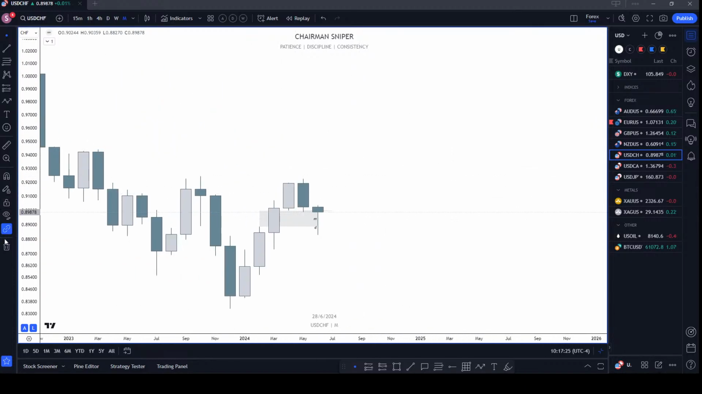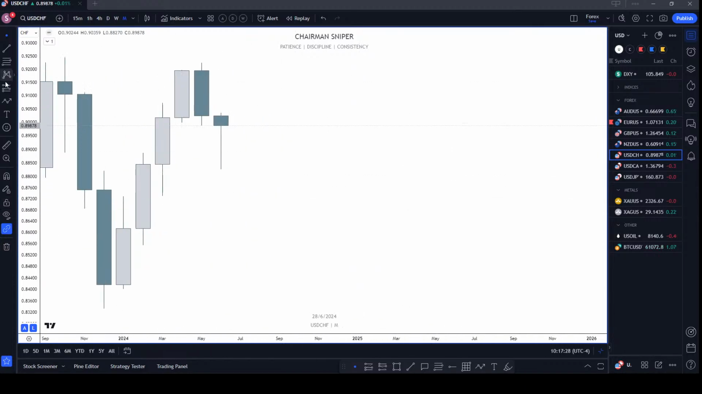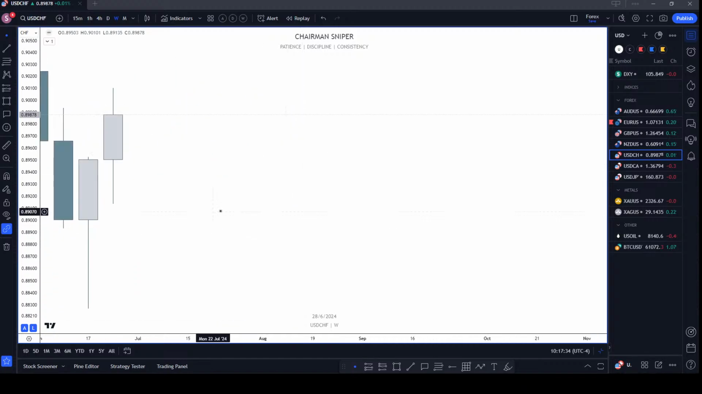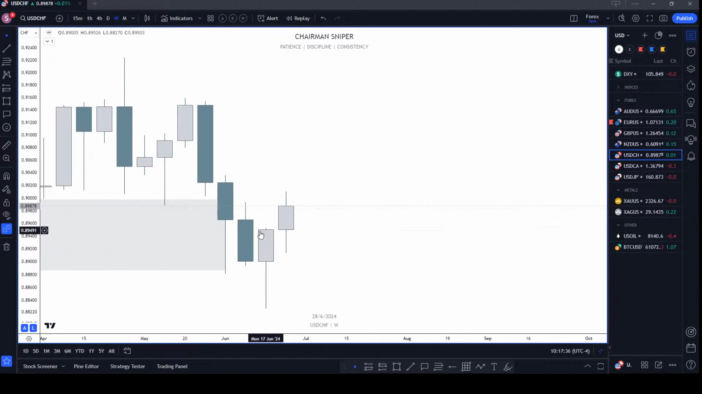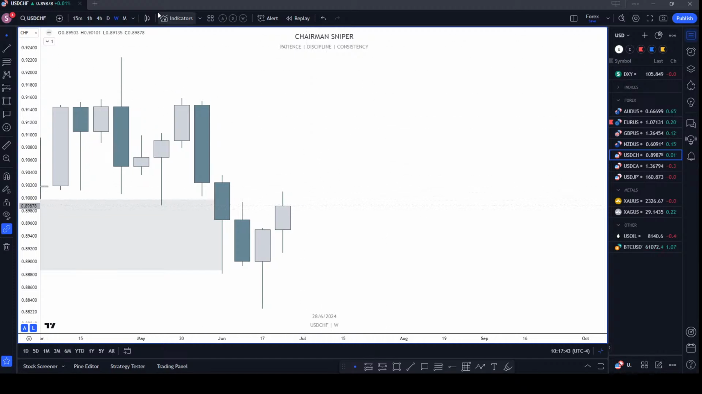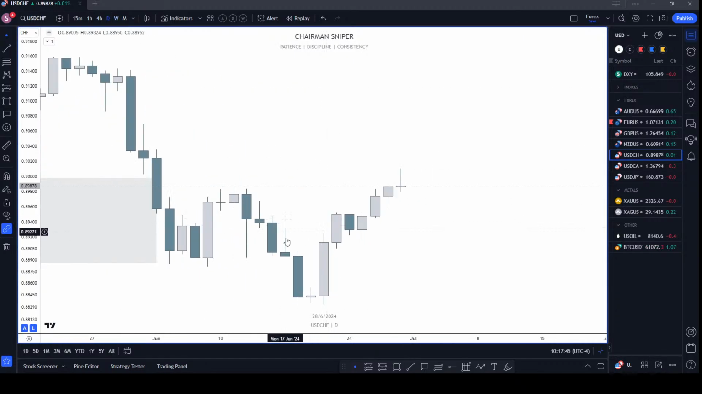In USD CHF, we do have this monthly fair value gap right here that we're currently respecting. On the weekly, we seem like we're forming a fair value gap right here, so it's potential that this week is either a consolidation week or an expansion week on USD CHF. I was actually looking at this fair value gap right here for an entry, but because we were already in AUD CHF, I decided not to engage this.